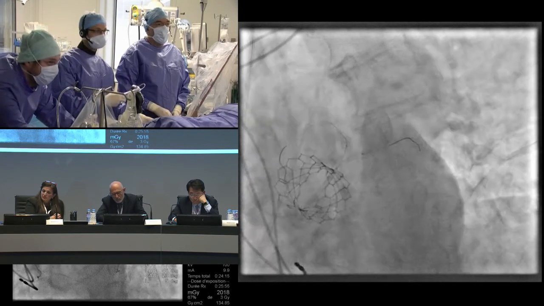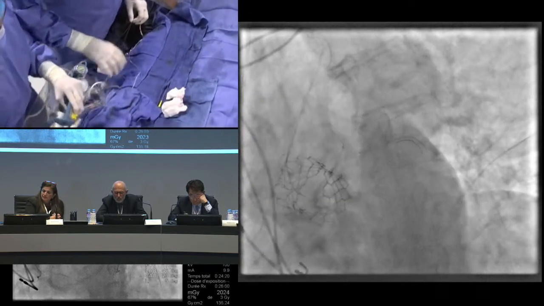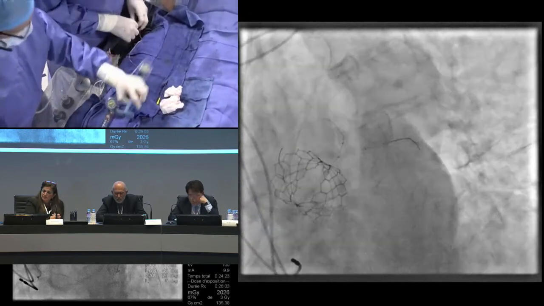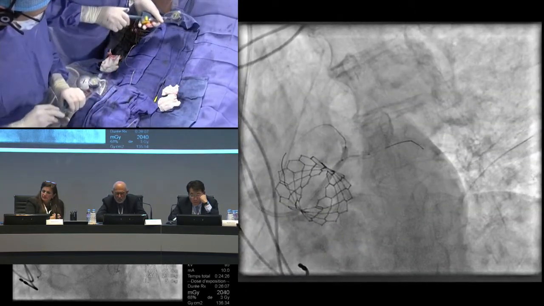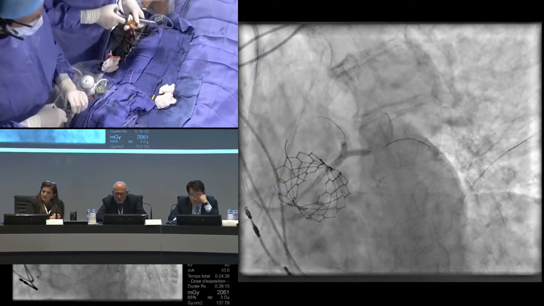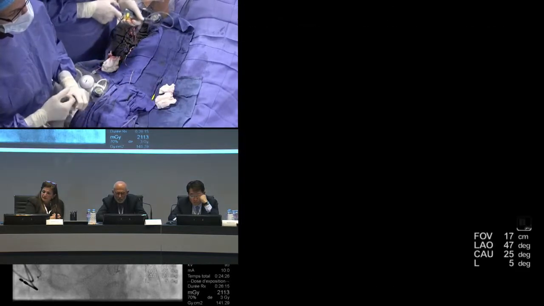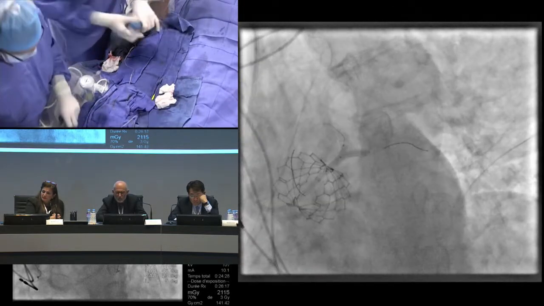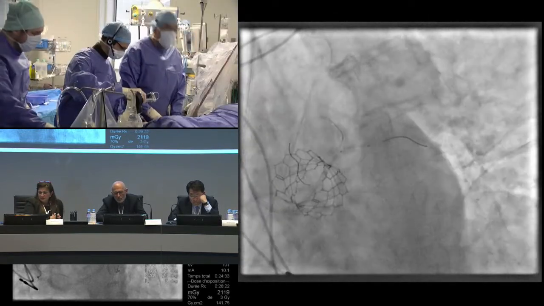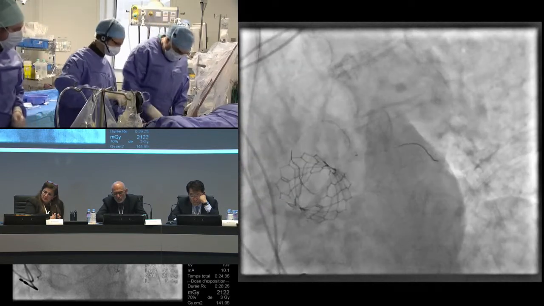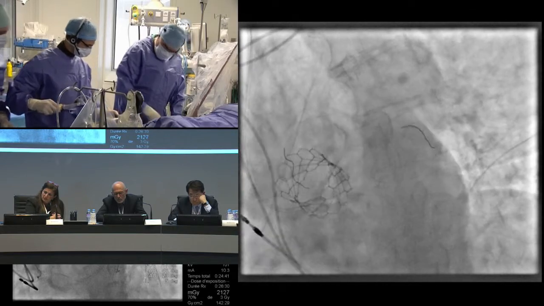Yeah. Okay, the balloon in LED is there. We have the two balloons placed. Are you ready? 6, 8 on both, 10 on both, 12, 14, 16 on both. Pressure down. Okay. Now we pull the LED balloon. We pull the LCX balloon.